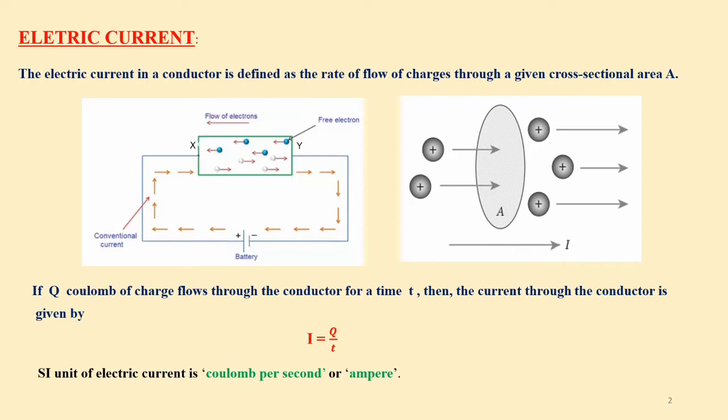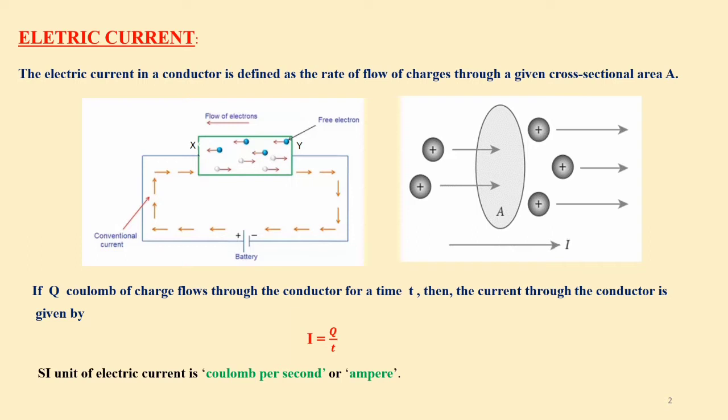XY is a conductor. The end X is connected to the positive terminal of the battery and the end Y of the conductor is connected to the negative terminal of a battery. So the end X is at a positive potential and the end Y is at a negative potential. Hence, a potential difference is maintained between the two ends of the conductor.